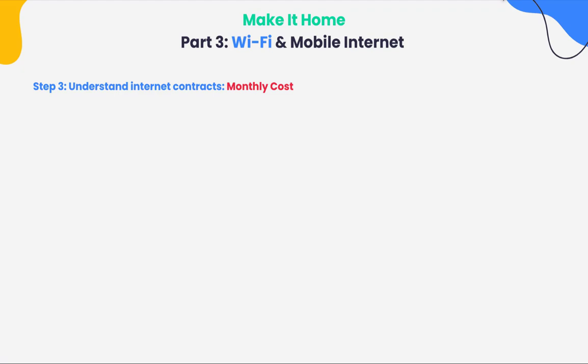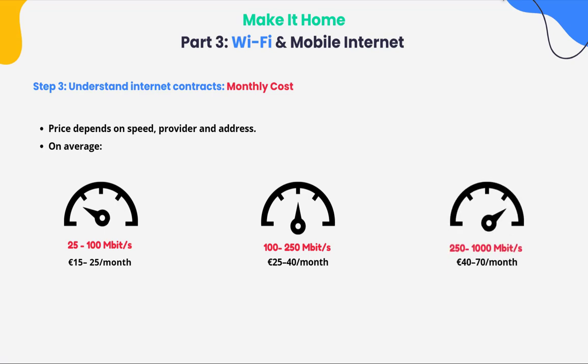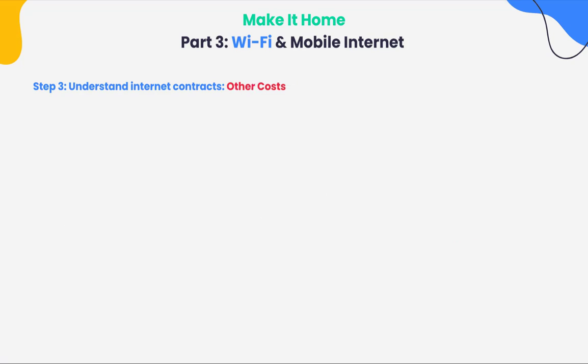The third step is understanding internet contracts, starting with the monthly cost. In Germany, the price you pay depends mainly on the internet speed you choose, the provider, and even your address, such as the city or state you live in. On average, plans with speeds between 25 and 100 megabits per second cost around 15 to 25 euros per month. Speeds around 100 and 250 megabits per second usually range from about 25 to 40 euros per month. And for higher speeds between 250 and 1000 megabits per second, you can expect to pay roughly 40 to 70 euros per month.